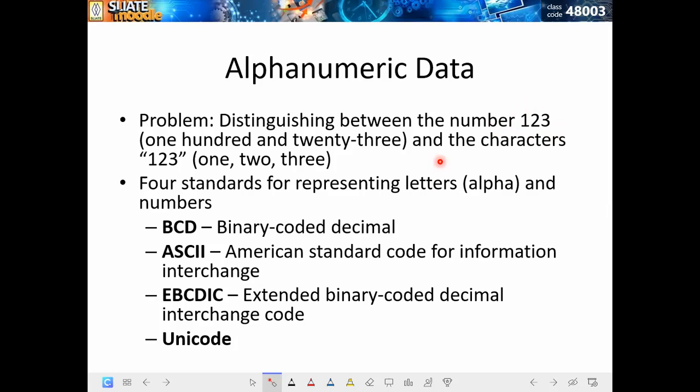Then 1 2 3 is the name of that person. So you input that one as a character, right? So how are the things identified separately?